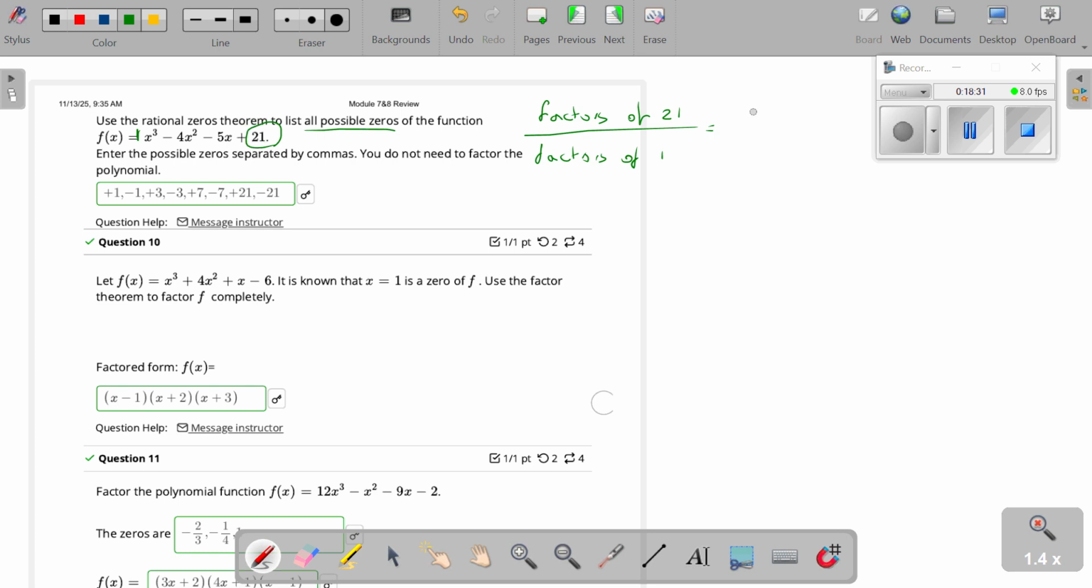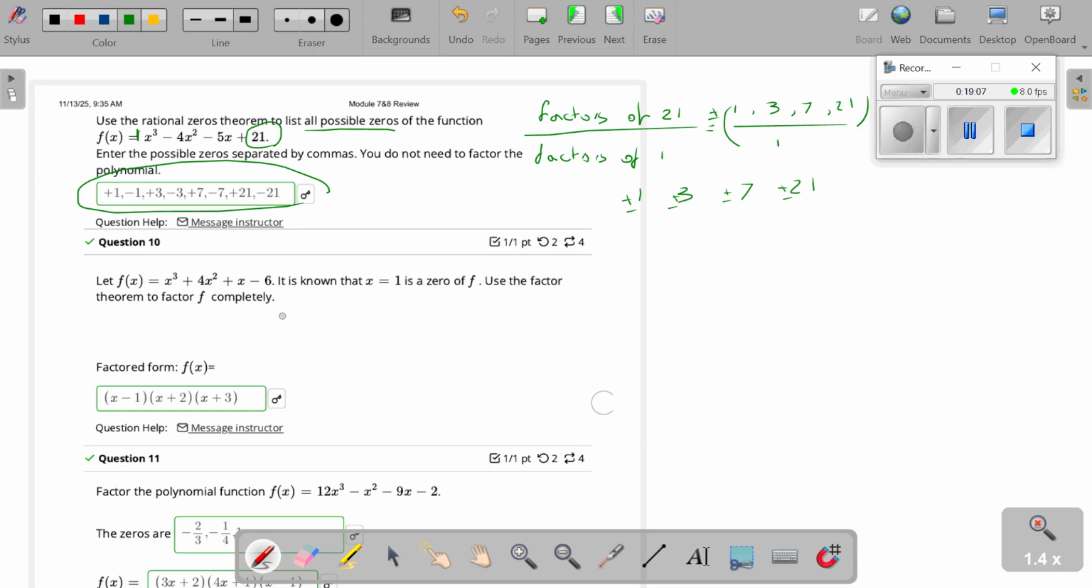Factors of 21 are 1, 3, 7, and 21. Factors of 1 are only 1. Then you need to consider all positive and negative of both of them. So the zeros will be 1 divided by 1, 3 divided by 1, 7 divided by 1, and 21 divided by 1. But we need to consider positive and negative of all those cases. And here's the list of all of those.